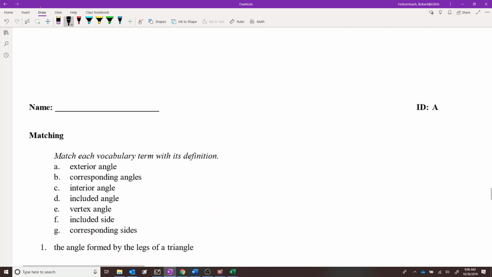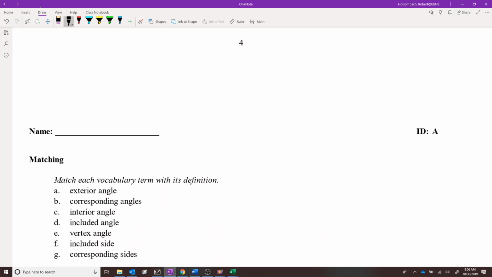Alright, the rest of your quiz will be vocabulary. So make sure you get those terms defined. And quizzes tomorrow.